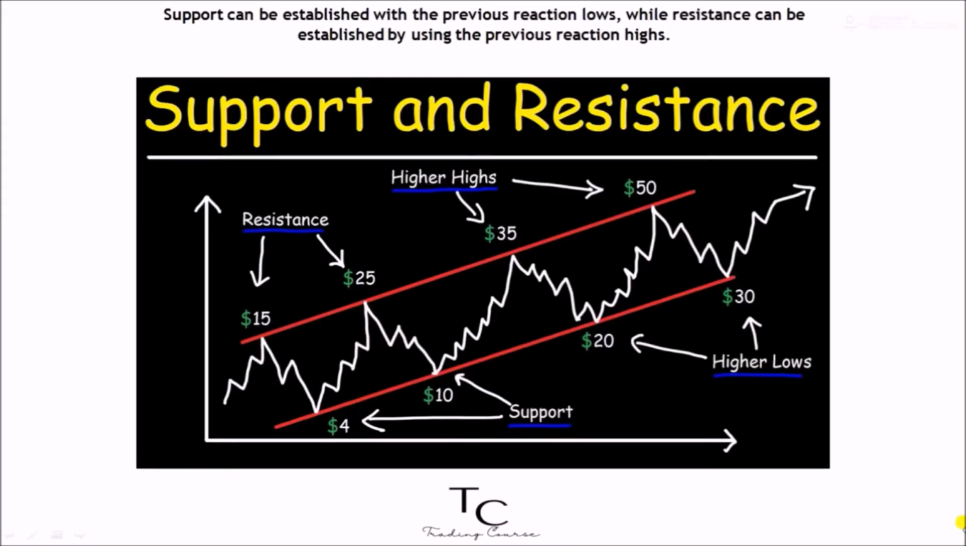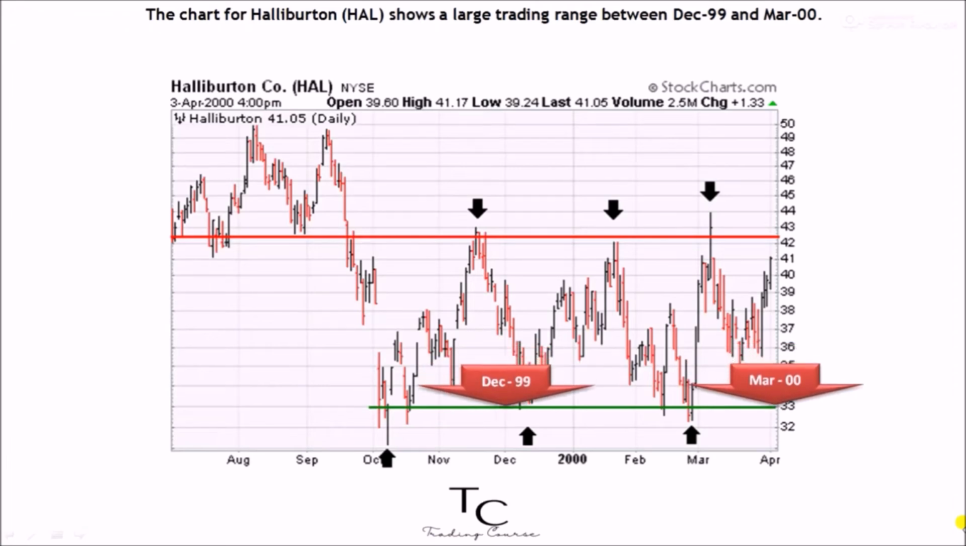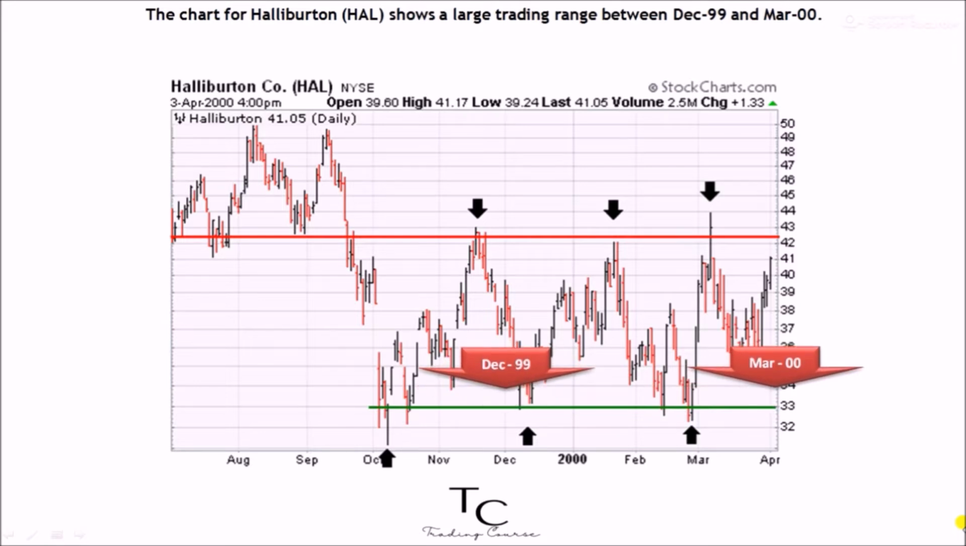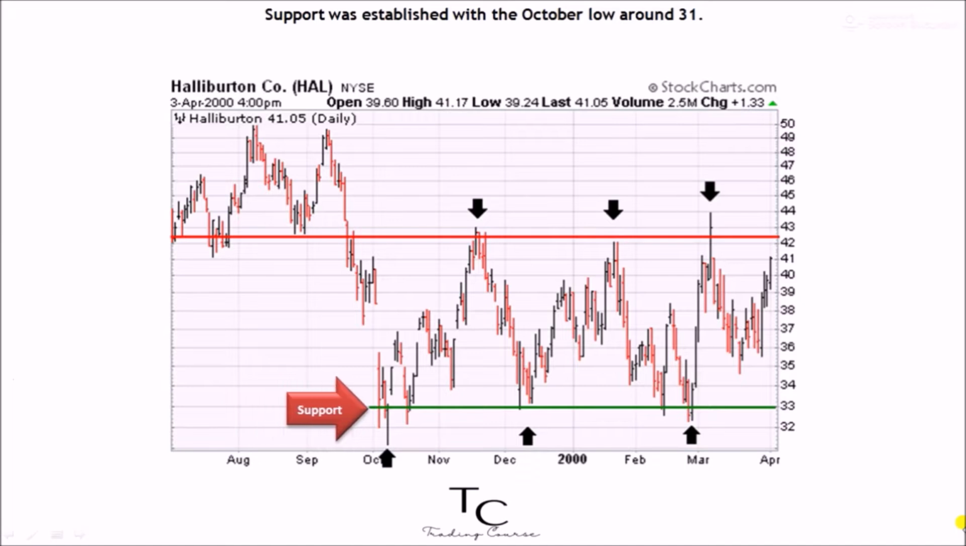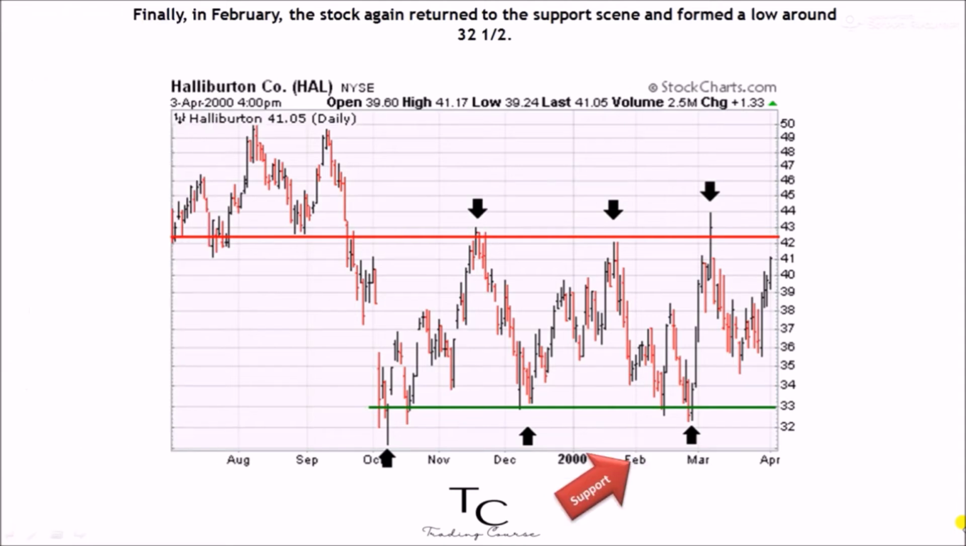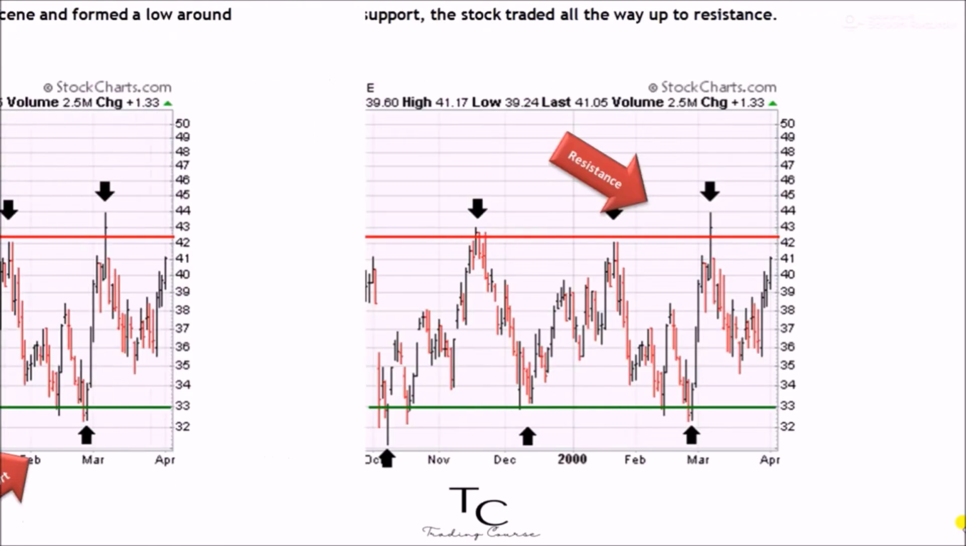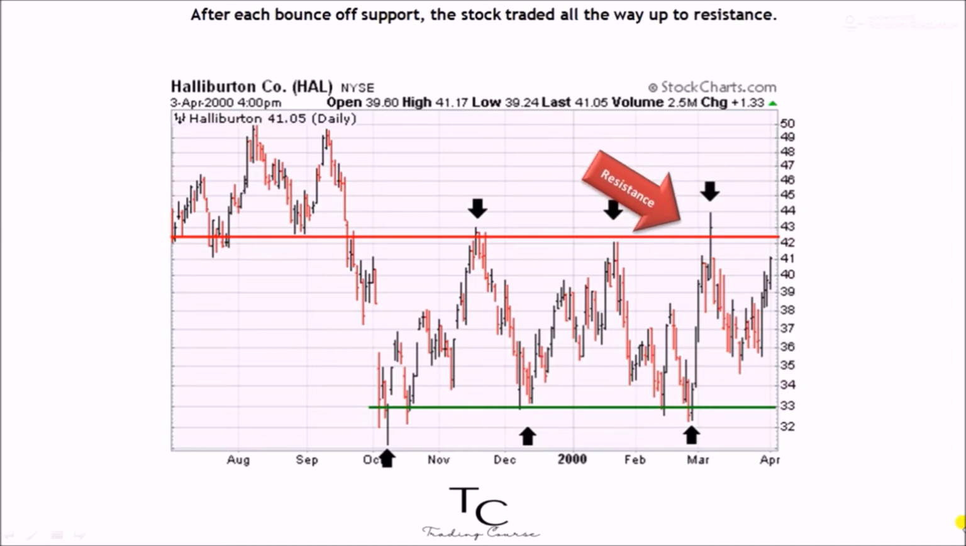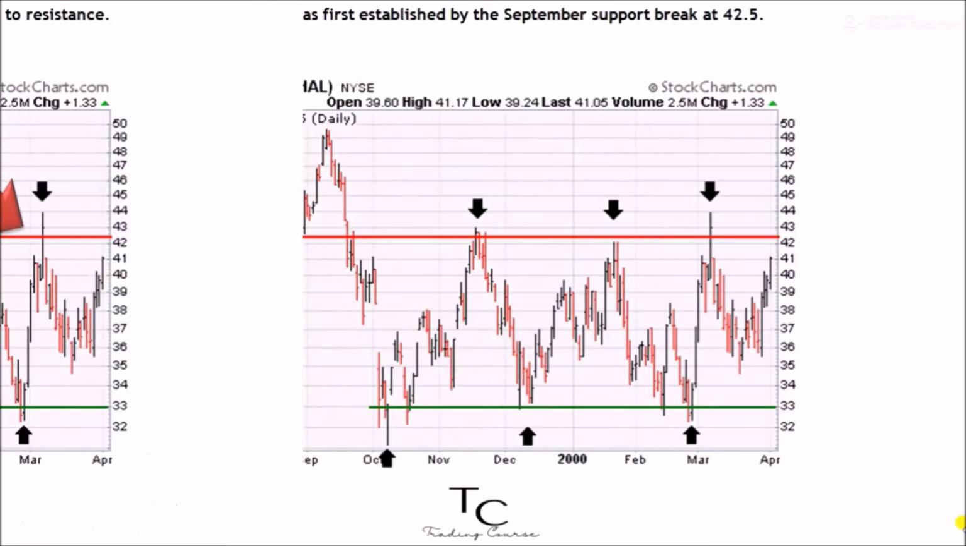Support can be established with the previous reaction lows, while resistance can be established by using the previous reaction highs. The chart for Halliburton, HAL, shows a large trading range between December 99 and March 00. Support was established with the October low around 31. In December, the stock returned to support in the mid-30s and formed a low around 33. Finally, in February, the stock again returned to the support area and formed a low around 32.5. After each bounce off support, the stock traded all the way up to resistance.